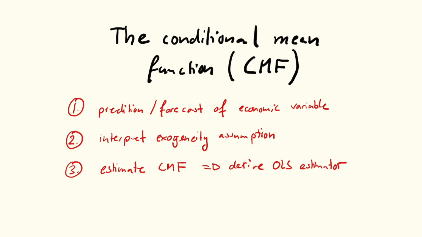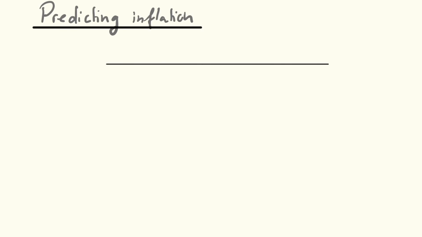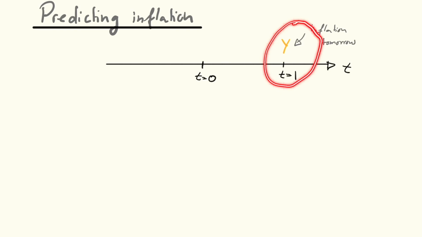Let's start with the first one, predicting economic variables. As an example, consider the problem of predicting inflation tomorrow. Suppose that we are on this timeline. Let's call our current period period 0. And the next time period, or tomorrow, is t equal 1. We're interested in an outcome at t equal 1. And this could be inflation. We cannot observe tomorrow's values yet. We can only predict. This is called making a forecast.